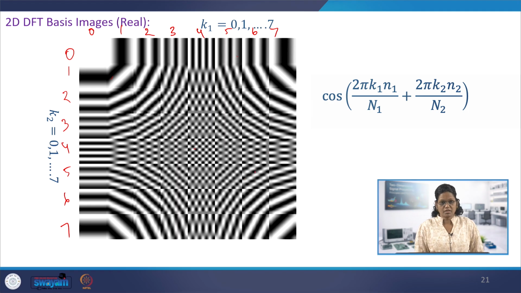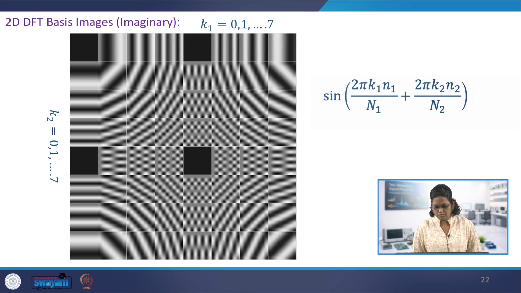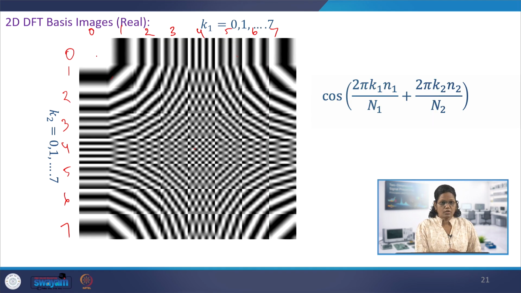So this can be seen in the basis images as well. And if we plot the same thing with the imaginary components used for this basis, which is sine 2 pi k1 n1 by N1, k2 n2 by N2, for k1 varying from 0 to 7, you can see the imaginary one has black and white interchanged. 0 0 gives black, whereas in the previous case it gives you the white color.